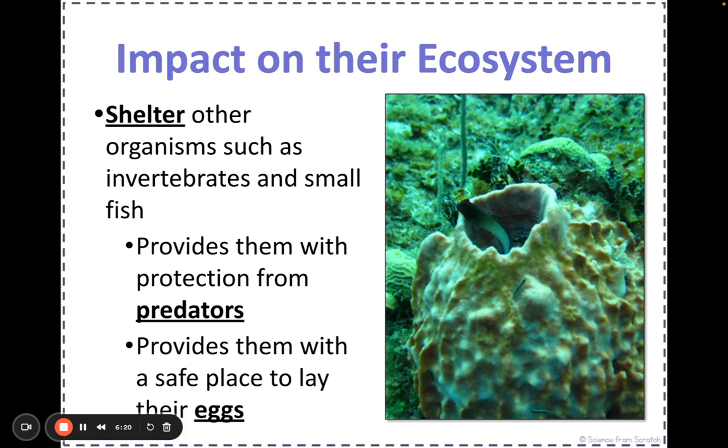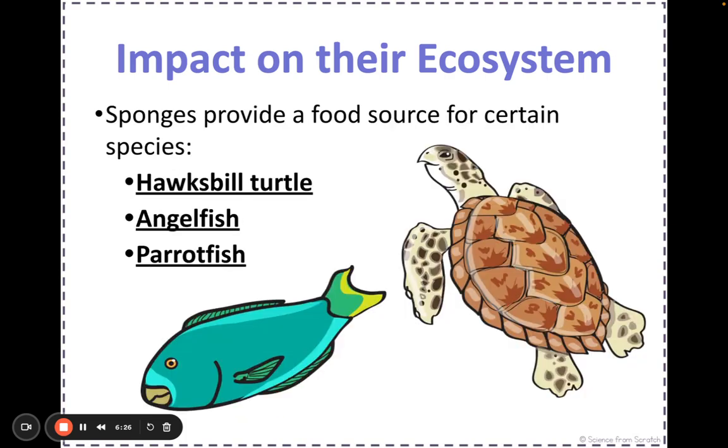So you can see in the image there's a barrel sponge. It's being used as refuge by a small fish. More impact that they have, sponges provide a food source for certain species like the hawksbill turtle, the angelfish, and the parrotfish. So their toxins and spicules make them unappetizing to many animals, but some are still willing to eat them. So this is just a couple examples.